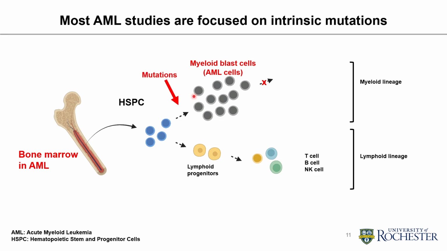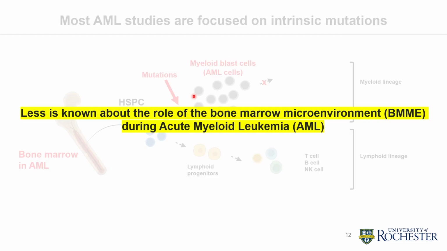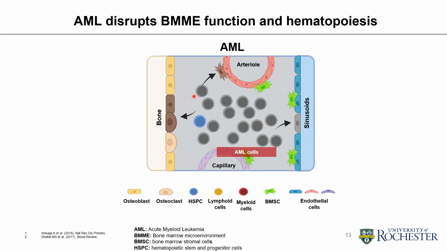Right now, most AML studies that look at mechanism and drug discovery are focusing on the intrinsic mutations that generate these AML cells from the HSPCs. But less is known about the role of the tumor microenvironment that Carly talked about before. Less is known about the BMME in progressing AML. So AML and blood stem cells obviously do not live alone. They exist in this very intricate bone marrow microenvironment. And today I'll be highlighting some of the key components of the BMME.